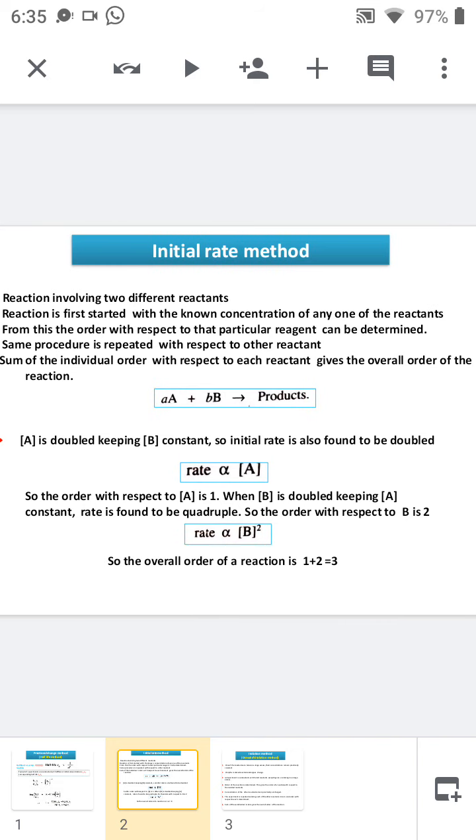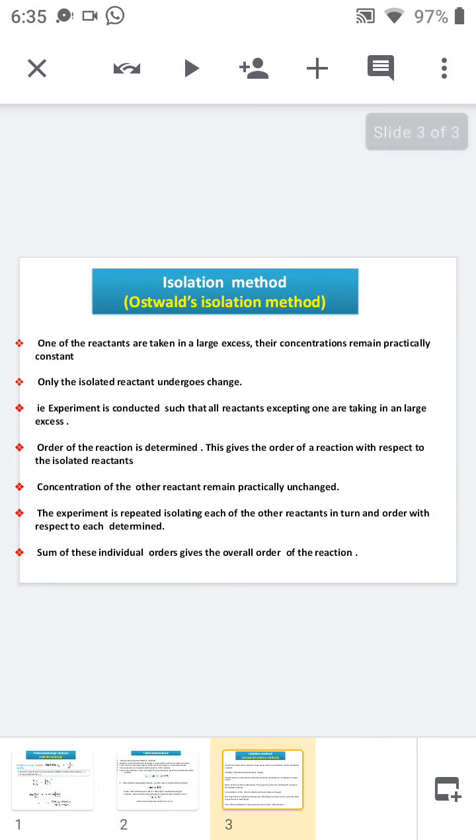Okay. Now we are moving on to another method, that is the isolation method, otherwise known as the Ostwald isolation method. This method is very similar to the initial rate method, in which one of the reactants is taken in a large excess and its concentration remains practically constant, and only the isolated reactant undergoes the change. That is, the experiment is conducted such that all the reactants excepting one are taken in a large excess.